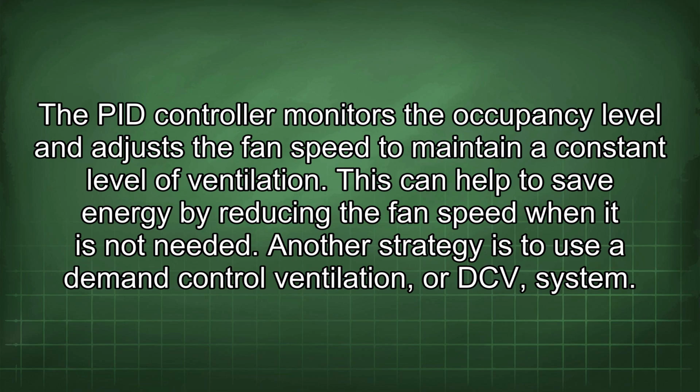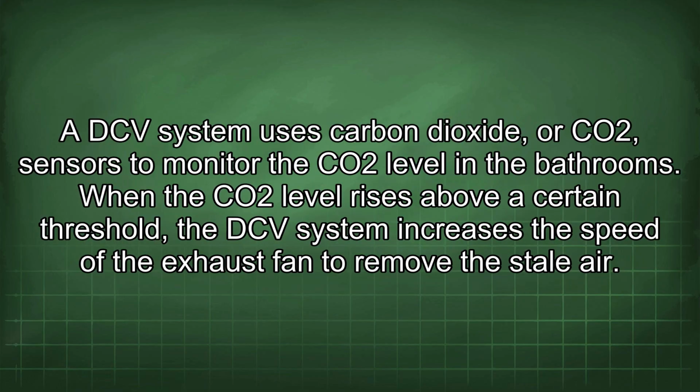The PID controller monitors the occupancy level and adjusts the fan speed to maintain a constant level of ventilation. This can help to save energy by reducing the fan speed when it is not needed. Another strategy is to use the demand control ventilation, or DCV system. A DCV system uses carbon dioxide, or CO2, sensors to monitor the CO2 level in the bathrooms.